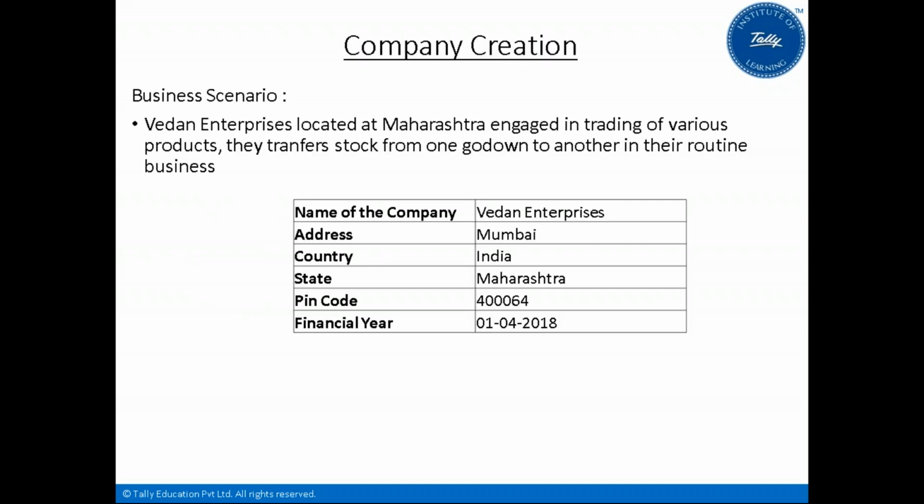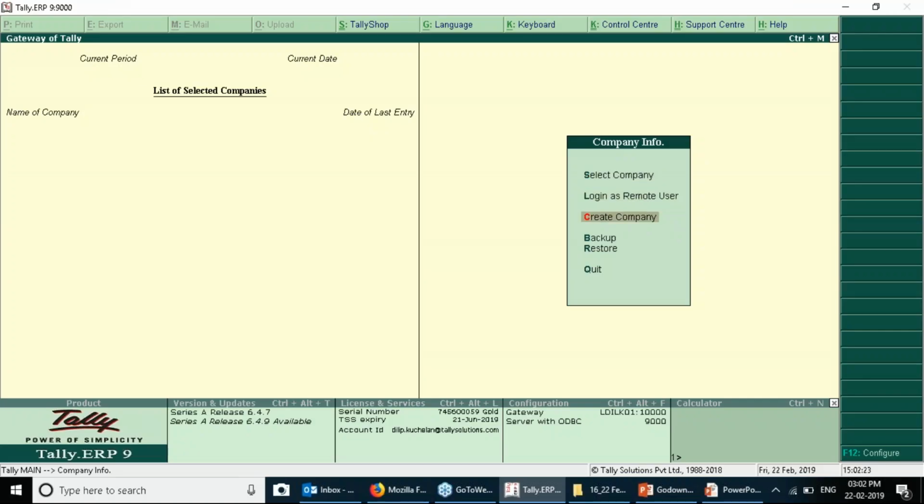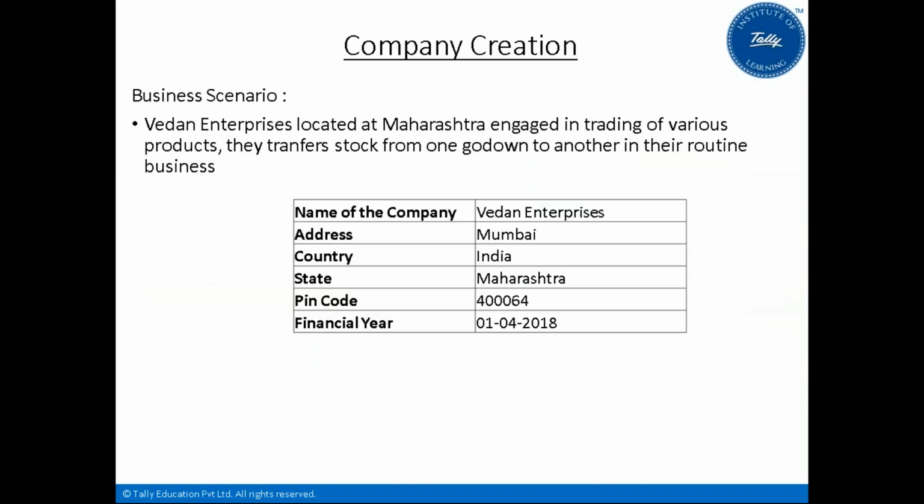So let us get into the company creation first. Vedanta Enterprises, located in Maharashtra, is engaged in trading of various products. They transfer stock from one godown to another in the daily routine business. So let us quickly go and create the company.